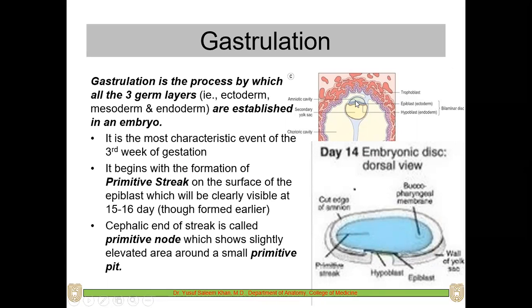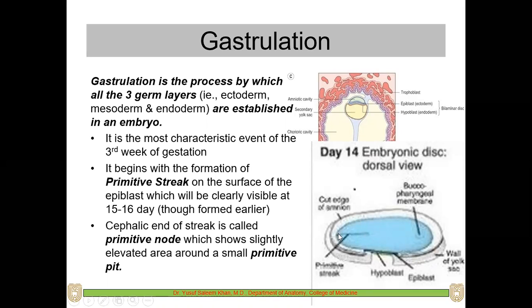Epiblast means upper layer. The primitive streak will be clearly visible at the 15th or 16th day, though formed earlier. Even though it is formed earlier, it starts appearing on the 15th or 16th day. By the 14th day, the second week has finished. Now by the 15th or 16th day, there is formation of the primitive streak. The cephalic end of the streak is called the primitive node. The streak forms at the caudal end, the tail end, in the midline.